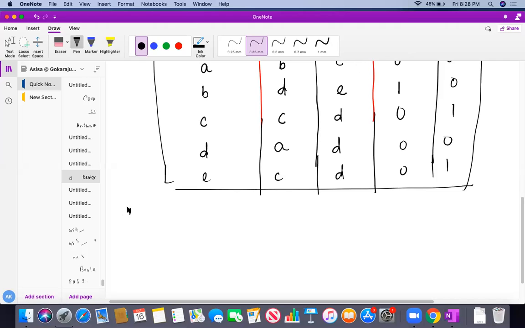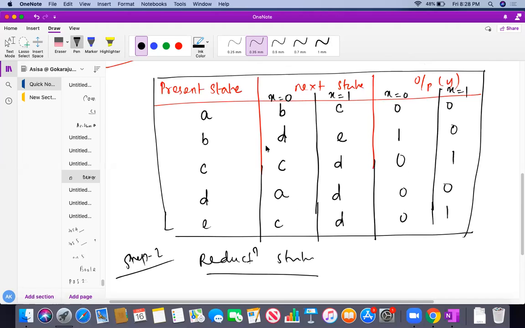After that, what is my step 2? My step 2 would be reduction of the states. Is it possible to reduce the states? How do you have to check? Yes, this is possible. Just check here. For this state and for this state, what is my next state? CD, and output is also 0, 1. Here also my next state is CD, output is also 0, 1.